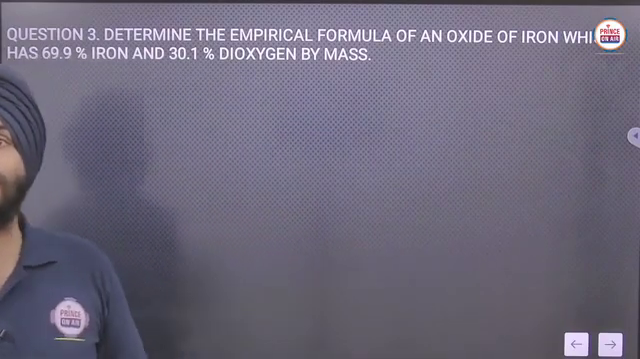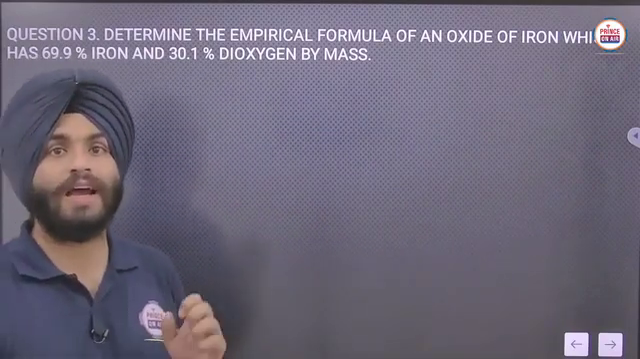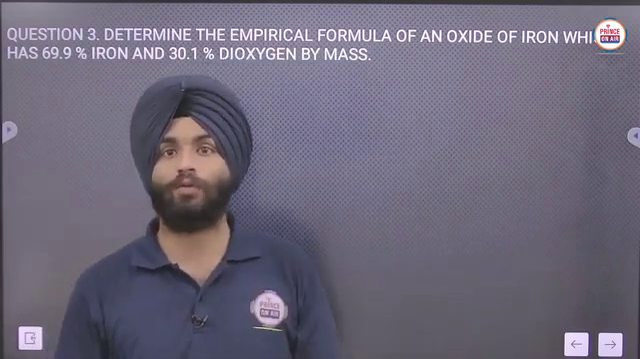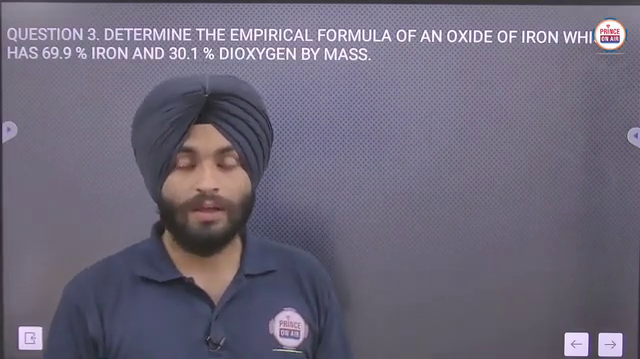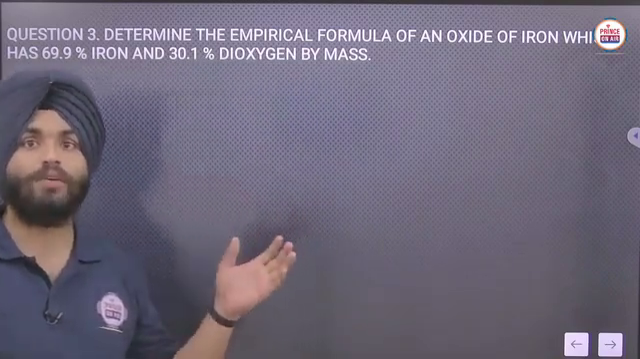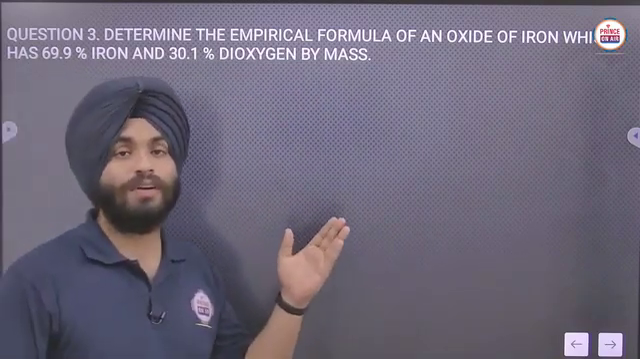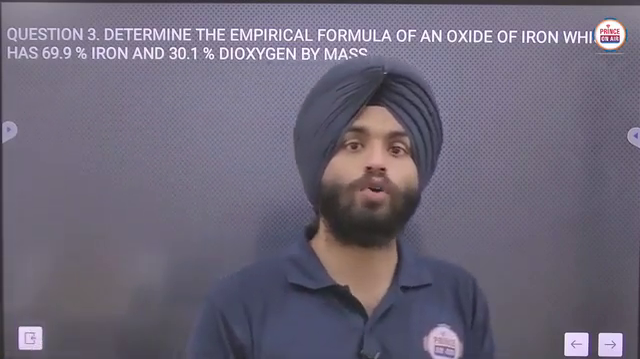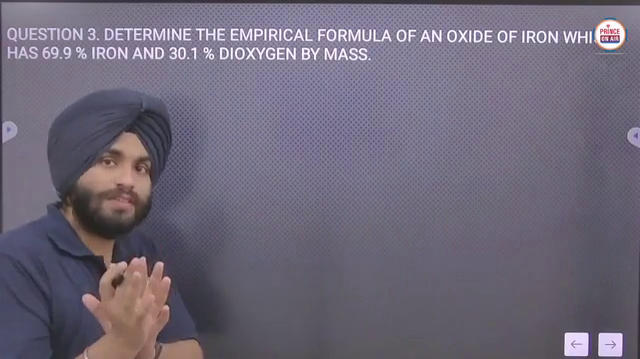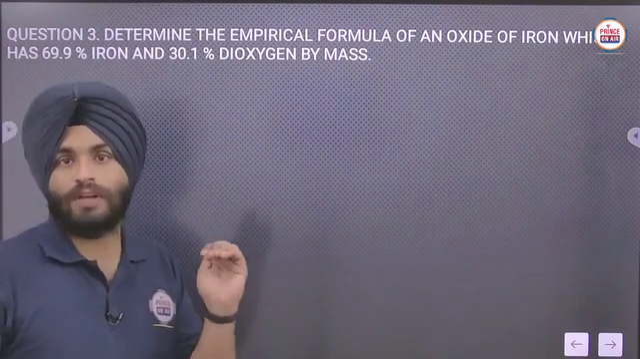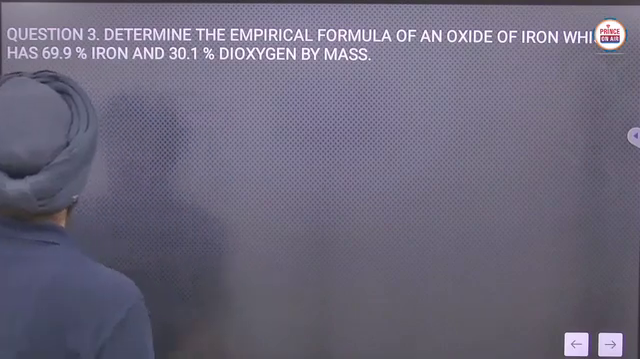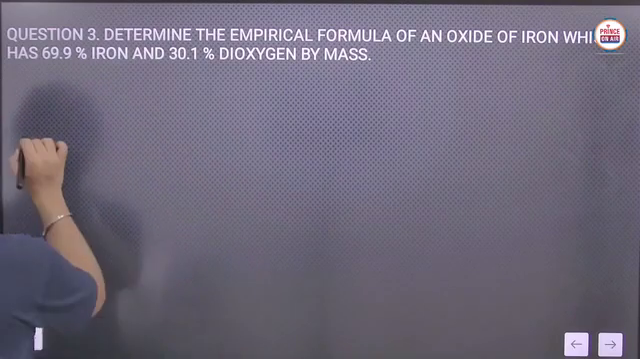Determine the empirical formula of oxide of iron which has 69.9% iron and 30.1% dioxygen by mass. This question you have to solve yourself. Firstly, pause the video and try to do it yourself. We have discussed so many types of questions related to this. So just try to do it yourself first. Pause the video and try it. Okay, done. Let's see the solution.